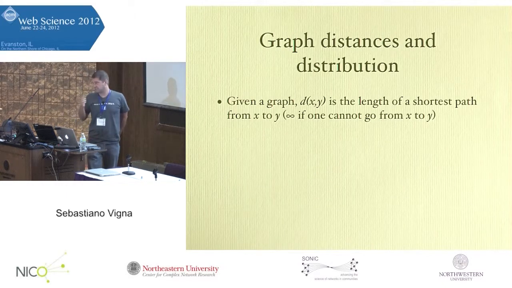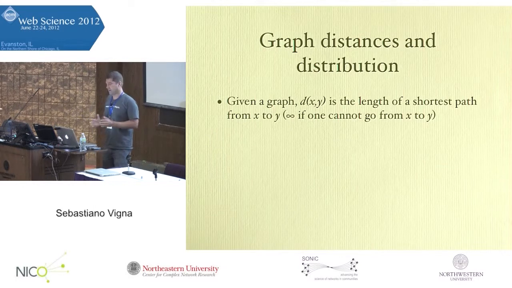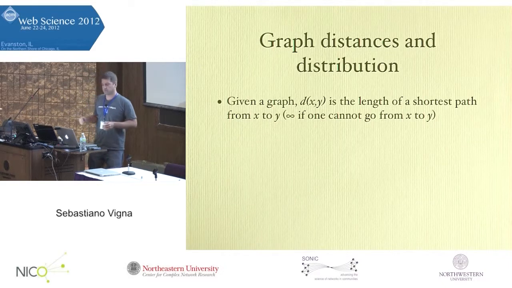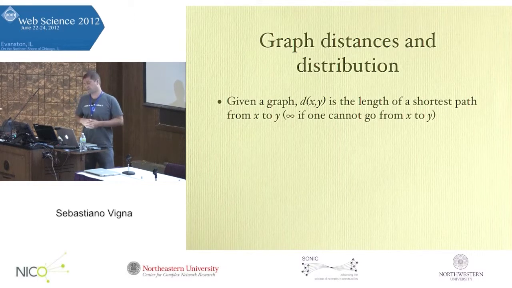So what is the distance distribution? The distance in a graph, say a social network, nodes and arcs between nodes, possibly directed, is just the length of a shortest path from X to Y. So the smallest number of passages you need to go from X to Y. It's 0 from X to X, because you can go from X to X in 0 passages. With respect to your successors or neighbors it is 1, and then you go on.